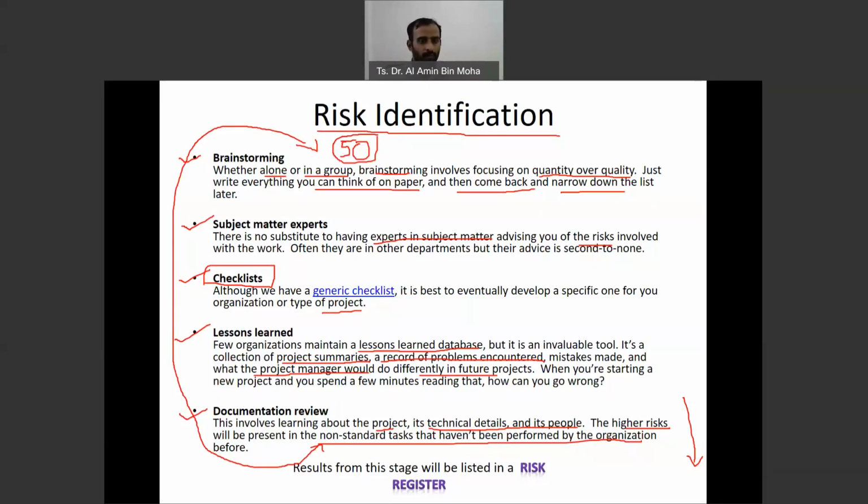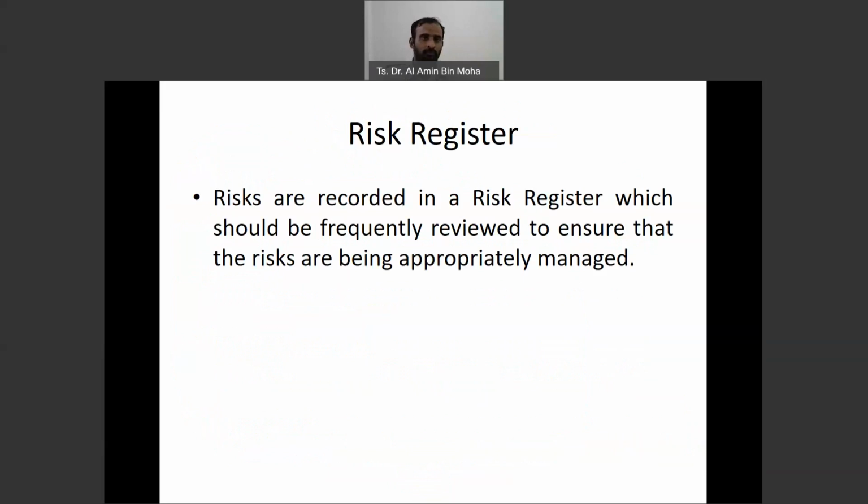Okay, right here, results from this stage will be listed in the risk register. So you are going to compile all the risks that you have identified in the risk register. So we are going to see next, what is this risk register? Okay, the explanation is given. Risks are recorded in the risk register, which should be frequently reviewed to ensure that risks are being appropriately managed.